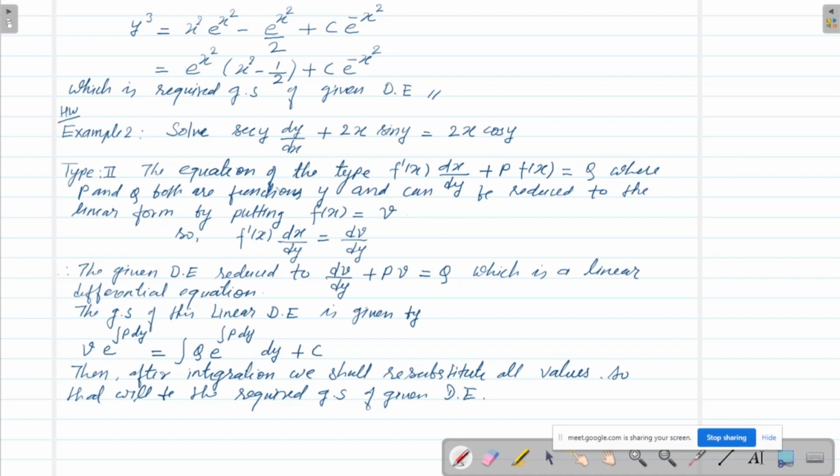Now differentiate f(x) with respect to y, so you will get f'(x) dx/dy = dv/dy. Now substitute this in the given differential equation. Your given equation will be reduced to the linear form dv/dy + p v = Q. You know very well how to find the solution of a linear differential equation; this is the formula. After finding the solution, we resubstitute all the values, and that will be your required general solution of the given differential equation of type 2.